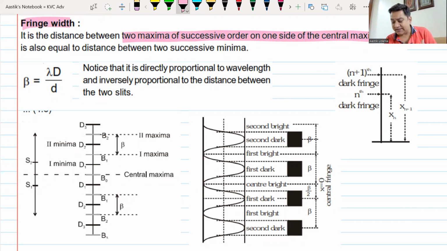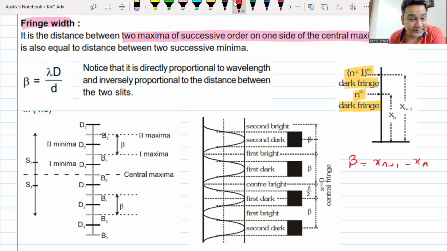You can just call it the distance between any two successive maxima or any two successive minima. Do we understand this? Yes, sir. So if you talk about the dark fringe, you find the position of the nth dark fringe. You find the position of the nth bright fringe. You subtract the nth dark fringe from the nth bright fringe, you will get the fringe width. So you can write the fringe width beta as x(n+1) minus x(n). Do we understand this?